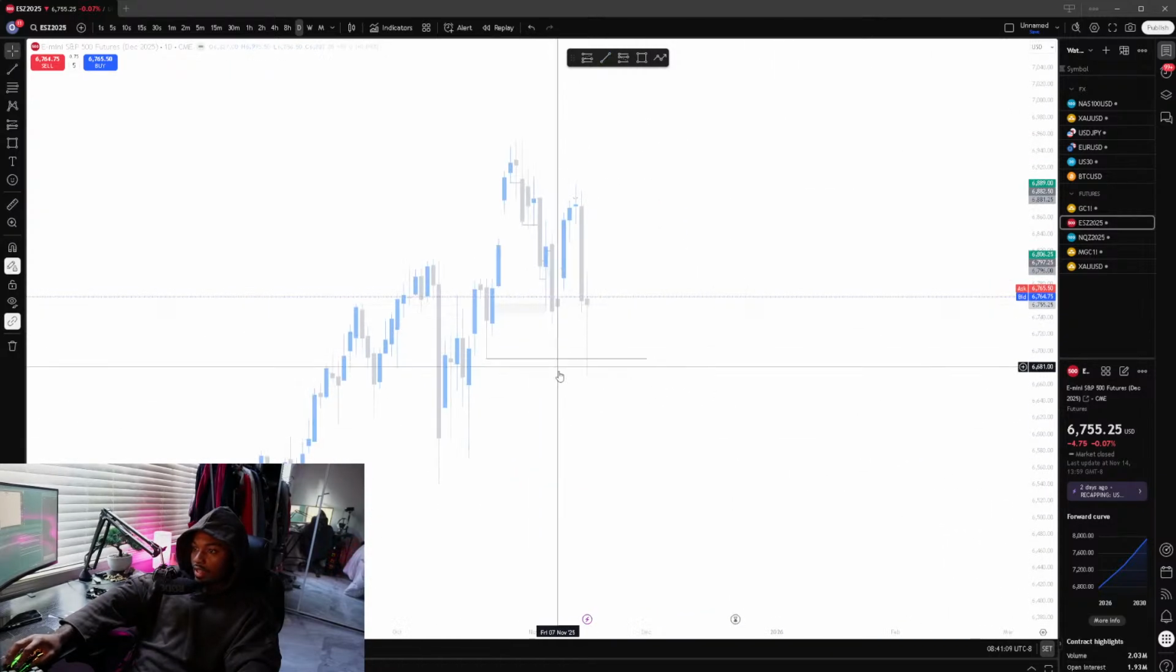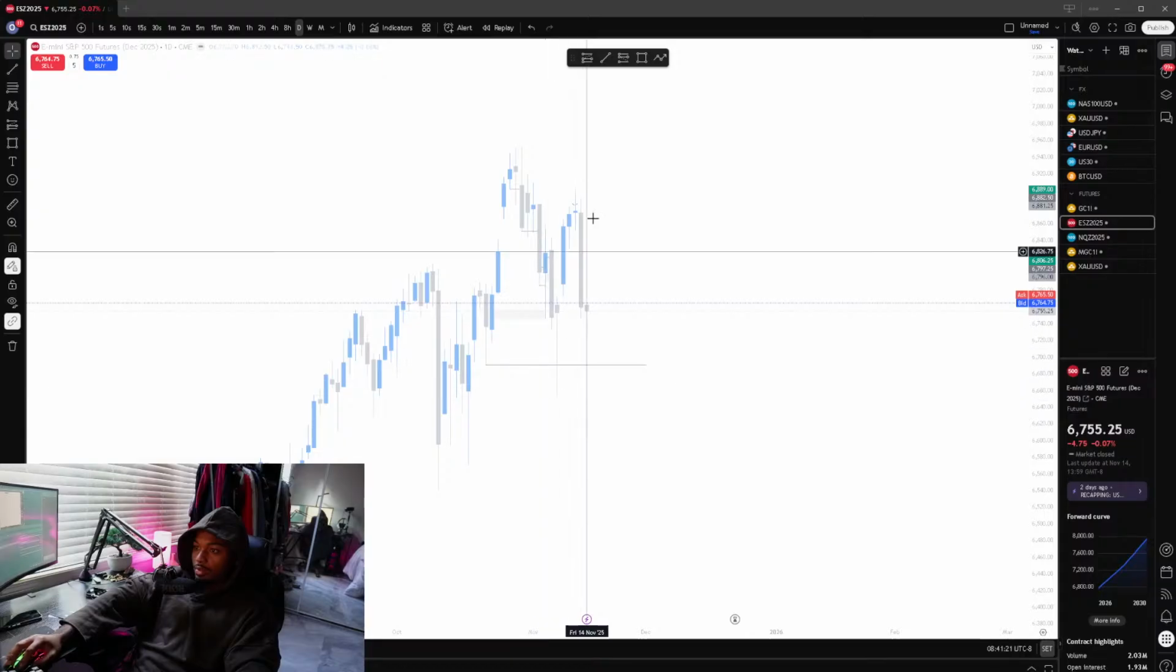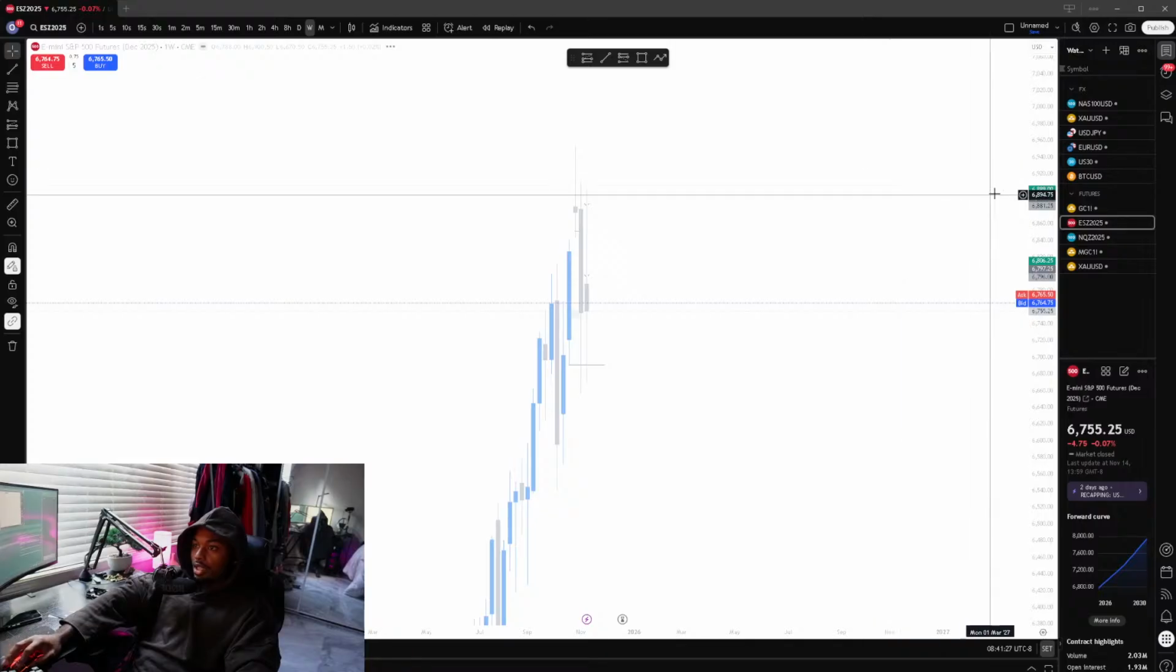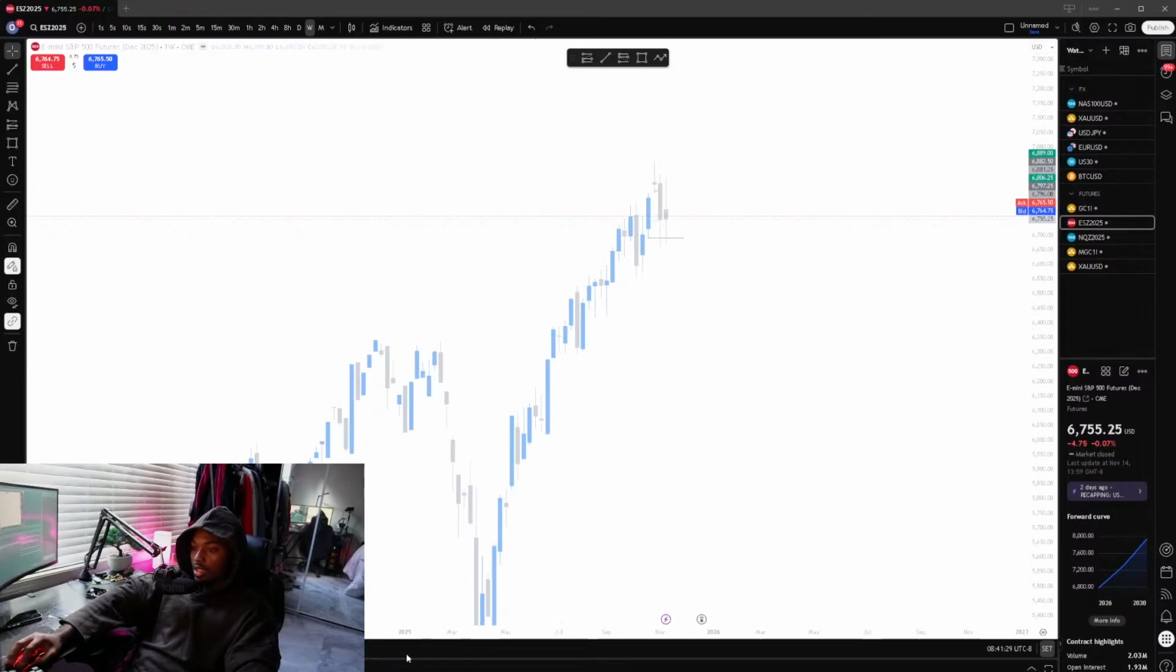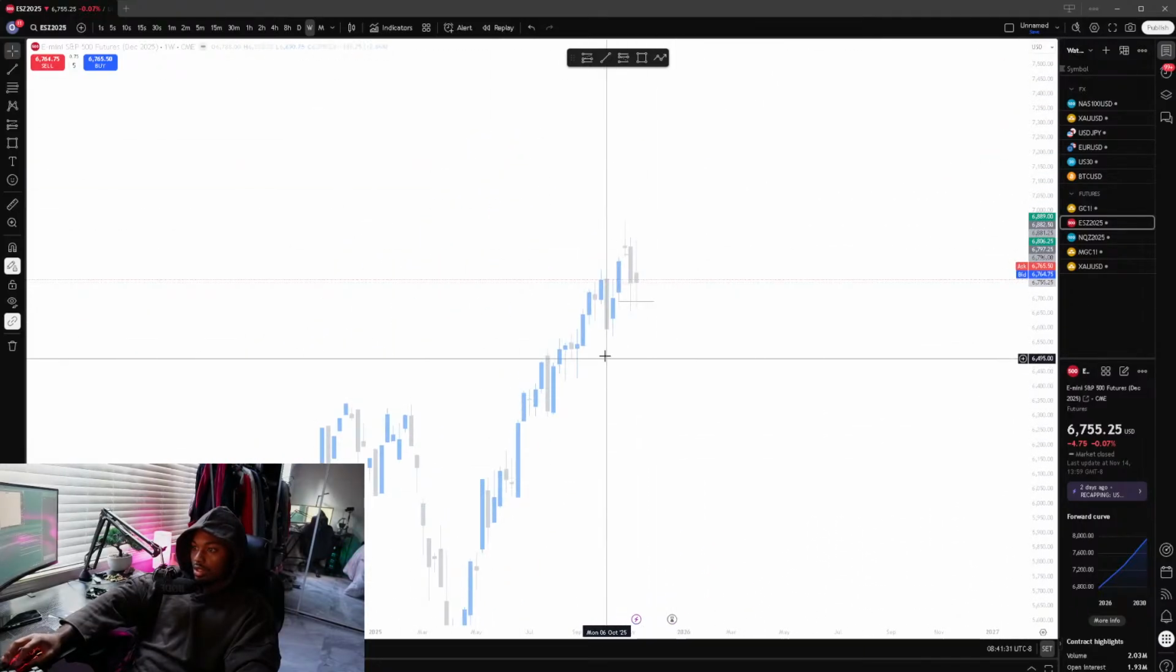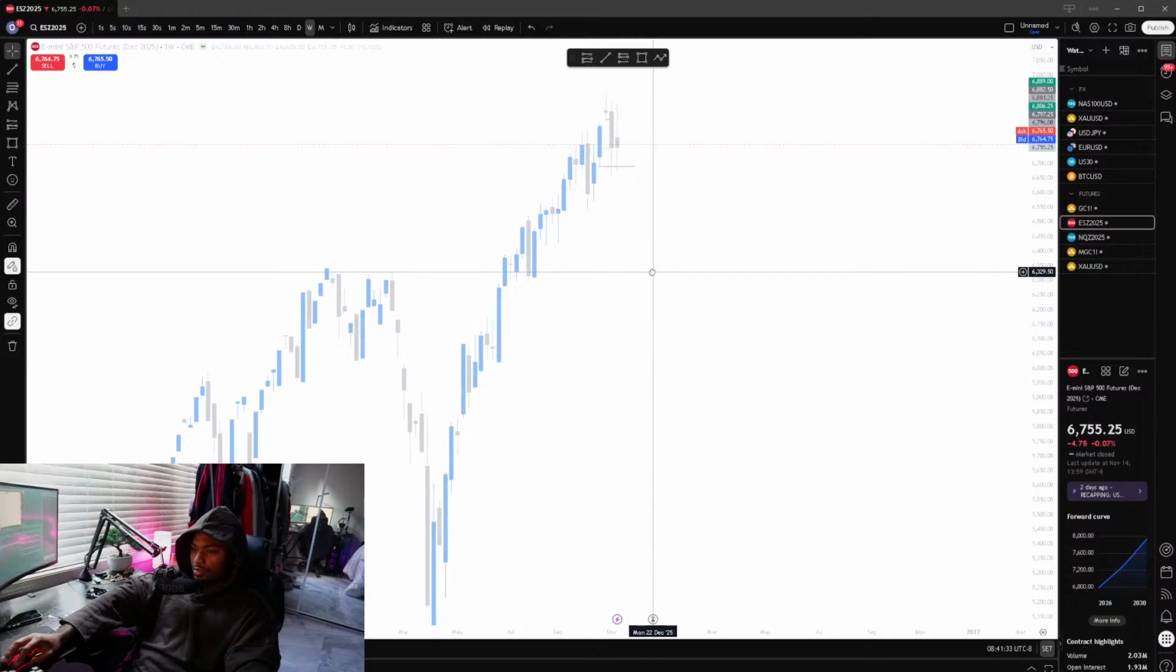I don't classify this as breaking the low. A wick isn't a break to me. It's more so I need a body. So I need the body closure to close below this wick. Then that would be a break. So right now, still bullish. Even if we broke below this point, it will still be bullish just because of the weekly. Super bullish.